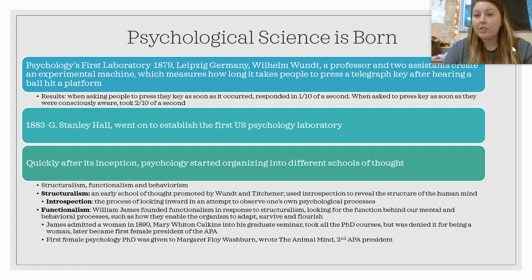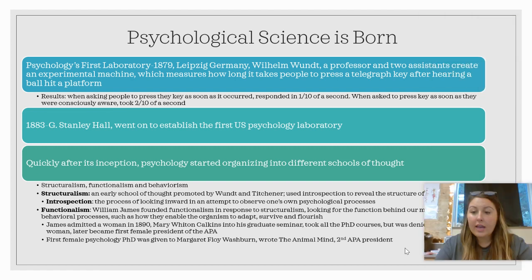Okay, now we're going to jump ahead a little bit. In 1879 the first psych laboratory was made in Leipzig, Germany. I think I'm saying that right, by Wilhelm Wundt. He was a professor, and he had two assistants, and they created this experimental machine, which is actually pretty interesting for the time. This machine measured how long it took people to press a telegraph key after hearing a ball hit a platform. So he basically wanted to test our reaction time.